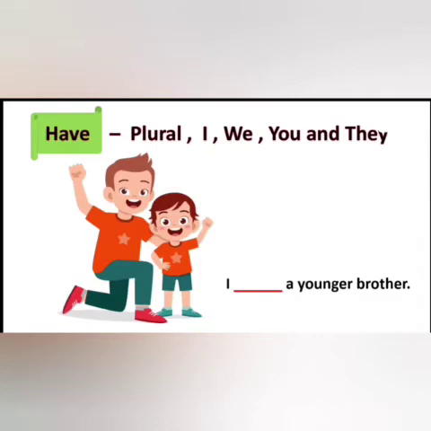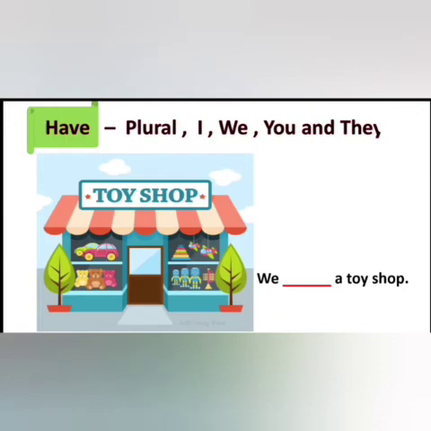Next one, I dash a younger brother. So now look at the rule box on top. I is there. So with I we will use have. I have a younger brother. Now next one is we dash a toy shop. So look at the rule box again. So we is there. So with we we will use have. So we have a toy shop.